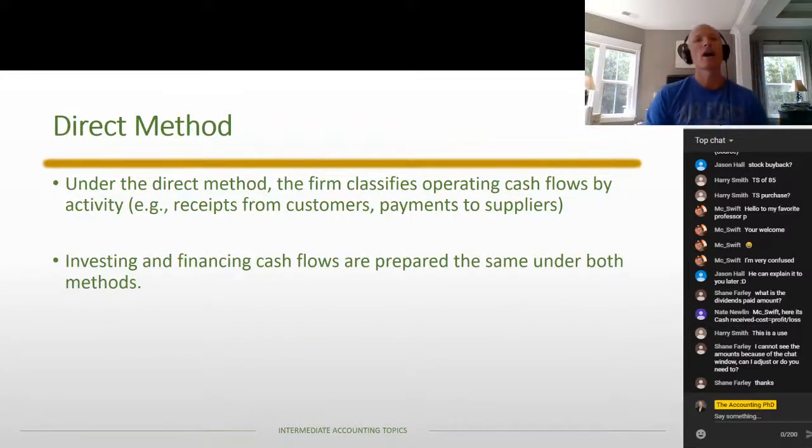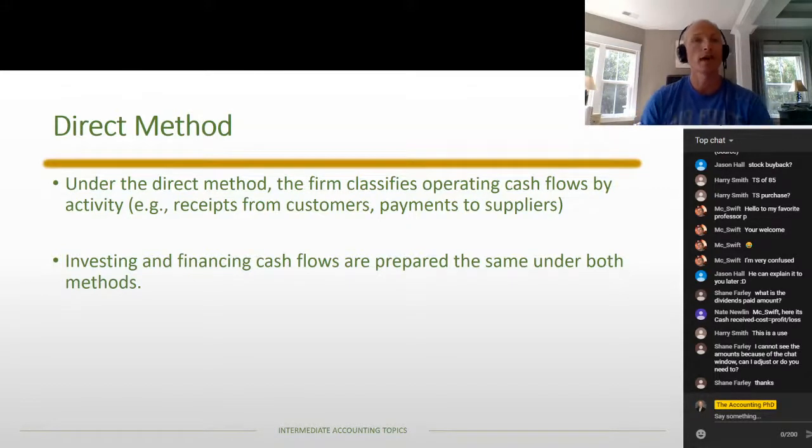All right, so now the direct method. Under the direct method, the firm classifies operating cash flows by each activity. So rather than having one aggregation in the operating section, it's item by item. The investing and financing sections are the same.